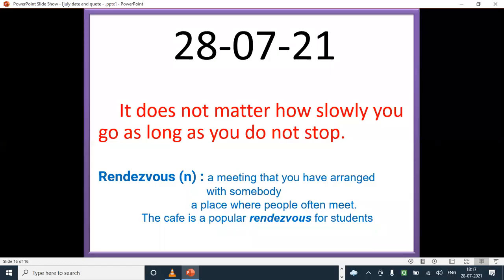Good evening. Today's quote is a good one. It doesn't matter how slowly you go as long as you do not stop. Today's word is rendezvous, a meeting that you have arranged with somebody, a place where people often meet. The cafe is a popular rendezvous for students.